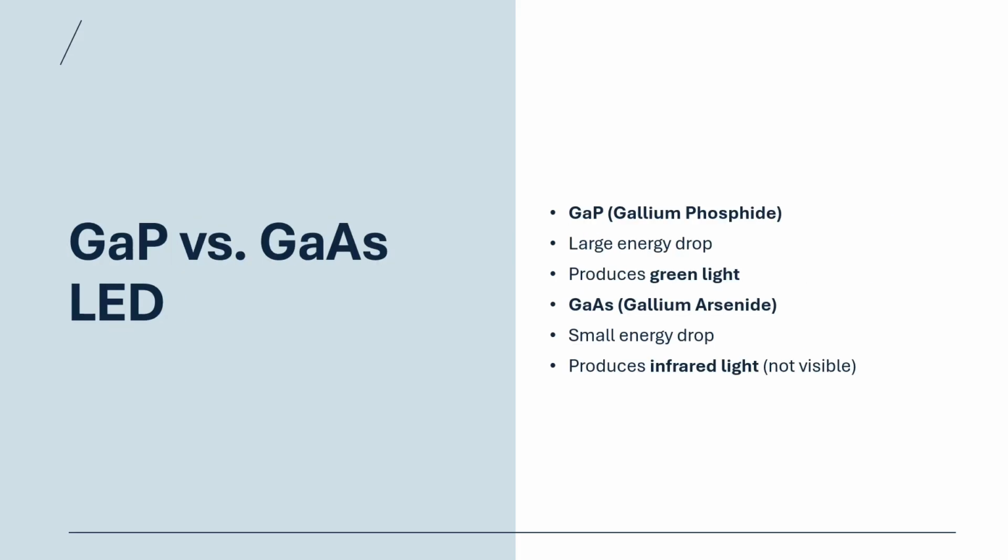So what is GaP versus GaAs LEDs? In a pure GaP LED, which is gallium phosphide, the energy drop is big enough to create green light. So pure GaP glows green. But in a pure GaAs LED, which is gallium arsenide, the energy drop is much smaller. So the energy isn't enough to make visible light, so it ends up coming out as infrared, which we can't see with our human eyes. So this is why different semiconductor materials naturally produce different colors.